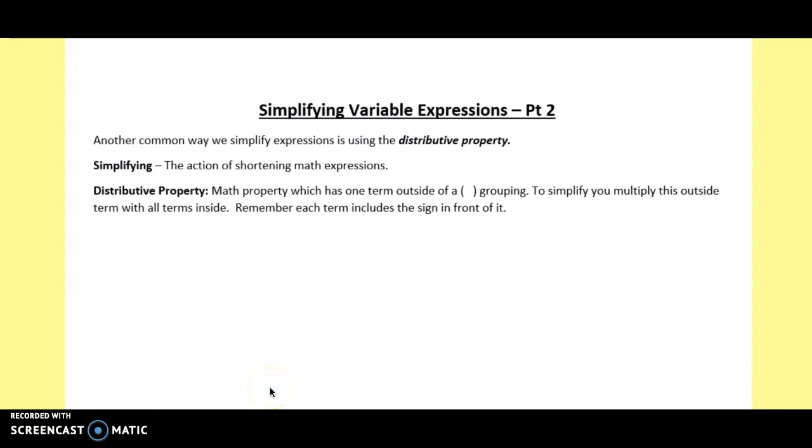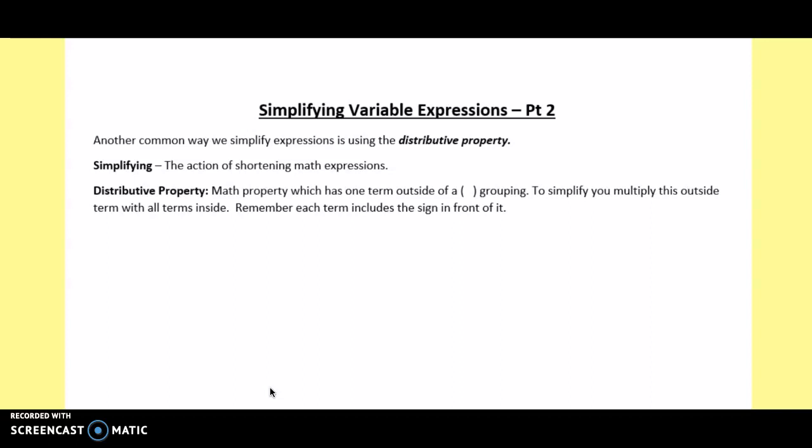All right, welcome to part 2 of simplifying variable expressions. Another common way that we would simplify a basic math phrase is using the distributive property. Hopefully the distributive property is something that you've been exposed to over the last couple years in diving into algebra. So today we're just going to basically review and also talk about common tricks and errors, misconceptions that students have that lead to wrong answers.